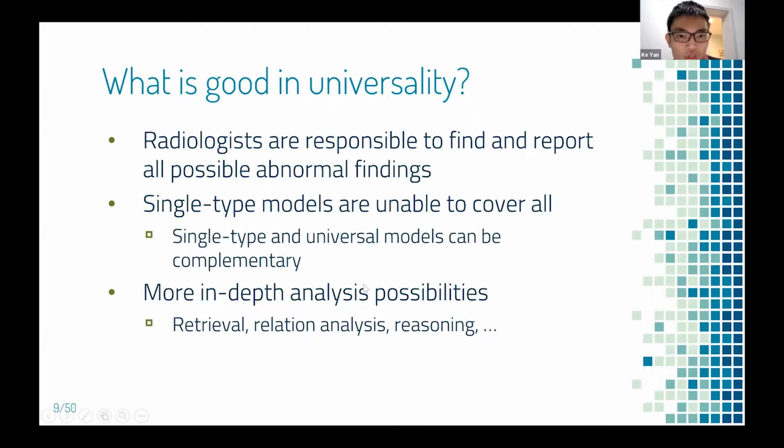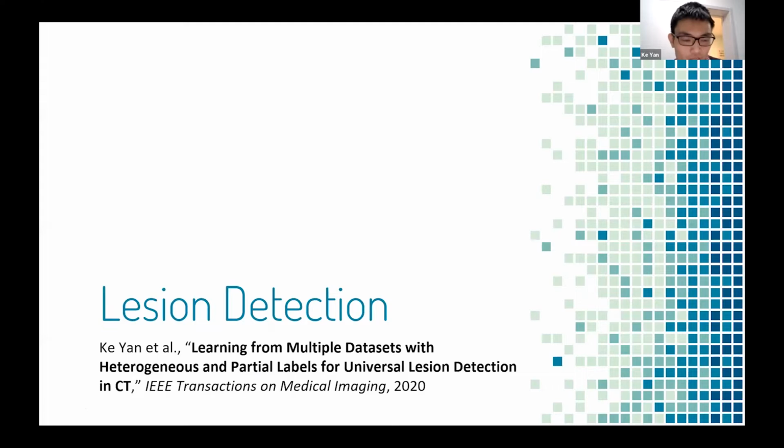We want to do some universal lesion analysis tasks. So why do we want to do a universal algorithm? This is because radiologists are responsible for finding and reporting all possible abnormal findings in one image. And traditional single-type models are unable to cover all kinds of lesions. Also, with universal lesion analysis algorithms, we can do more in-depth analysis on our data. So the first task we do is lesion detection.